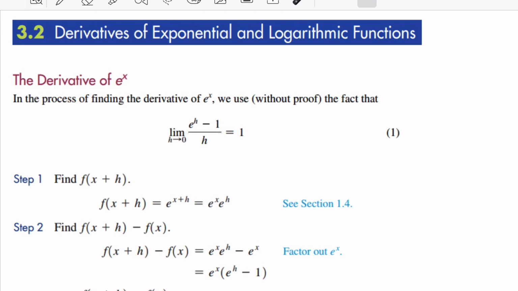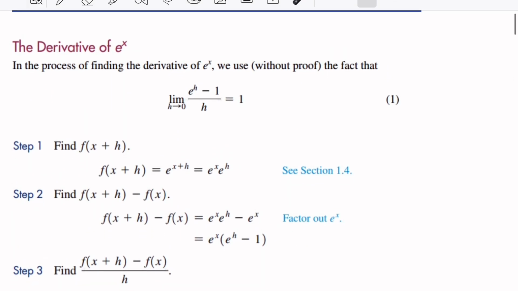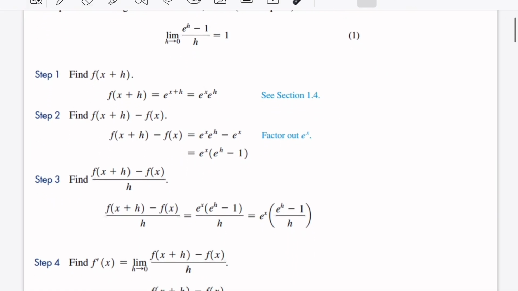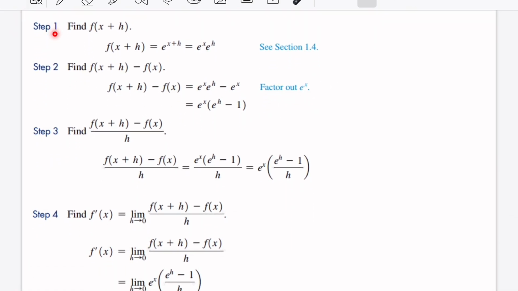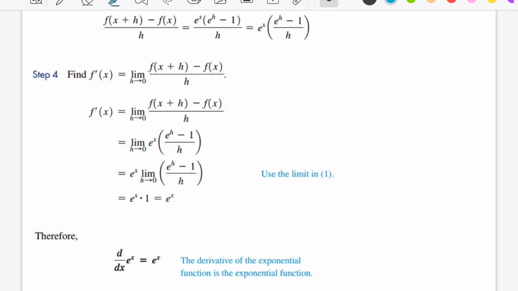And so from here all the way down to here is just a proof of finding the derivative of e to the x. You can look at it in more depth in your textbook, but I just wanted to put it here to illustrate that we can do this four-step process, which includes finding the limit of our difference quotient as h goes to 0 in order to show that the derivative of e to the x is just e to the x. So the derivative of the exponential function is just the exponential function.